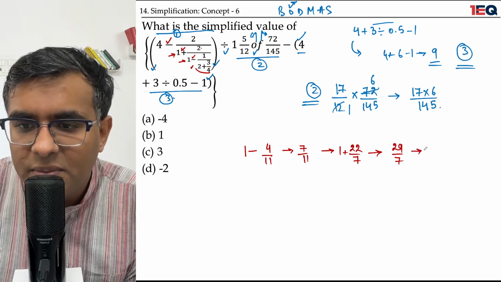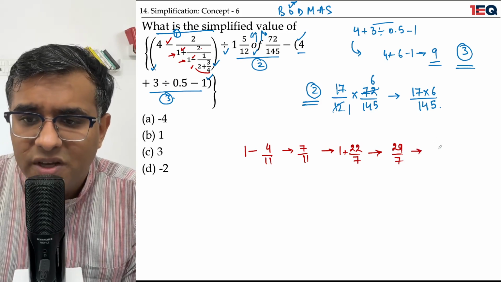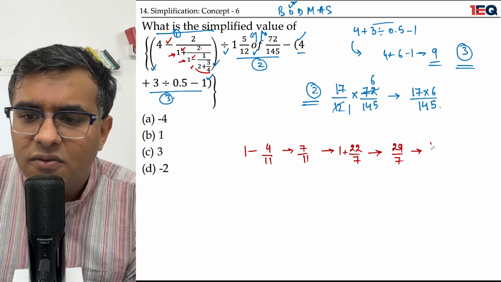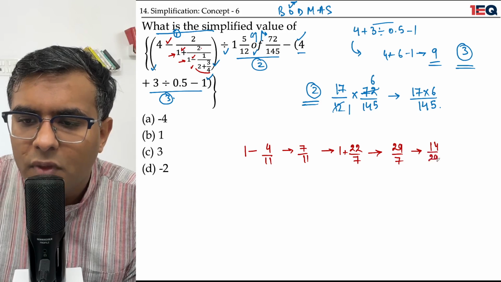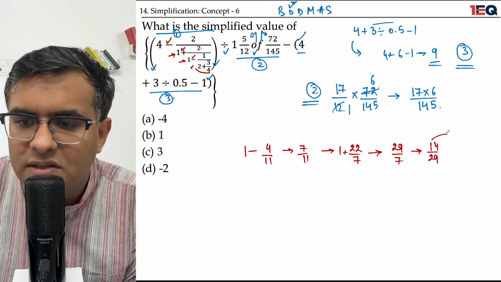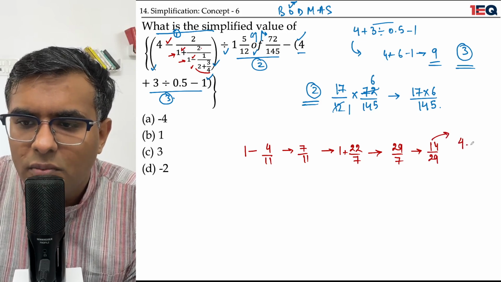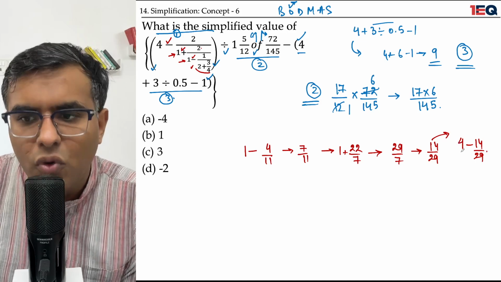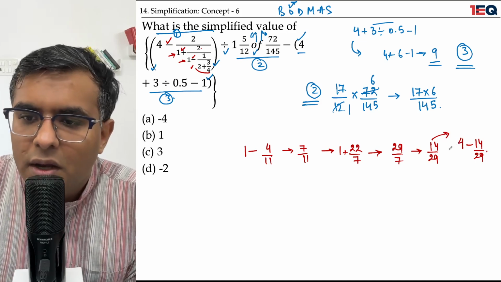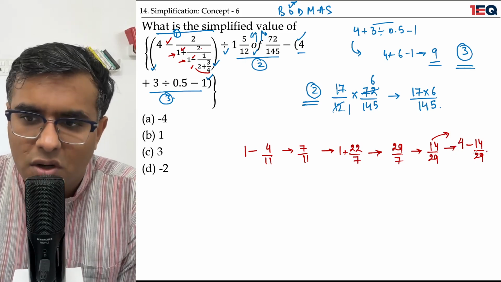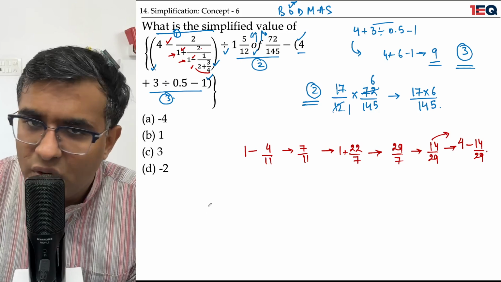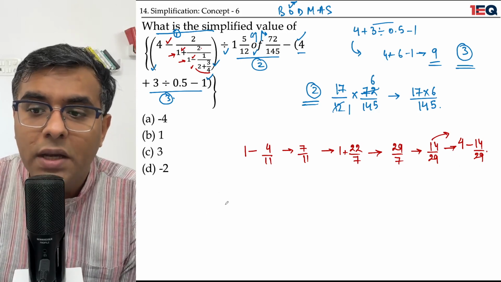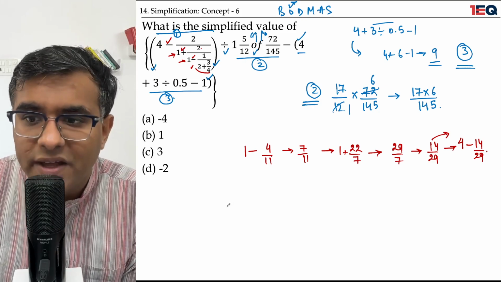It needs to be flipped and then multiplied by 2. So if I flip it, it's 7 by 29. When I multiply it by 2, it is 14 upon 29. This would basically be 4 minus 14 upon 29. Now I would give you a shortcut of solving this 4 minus 14 upon 29. 4 into 29 is nothing but 116.